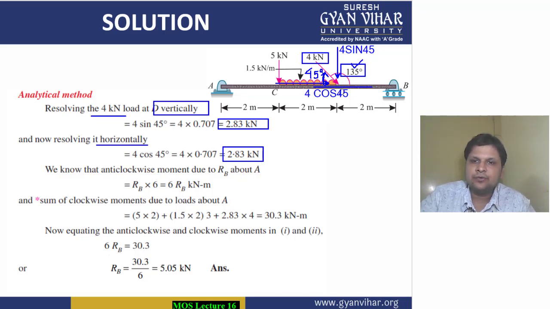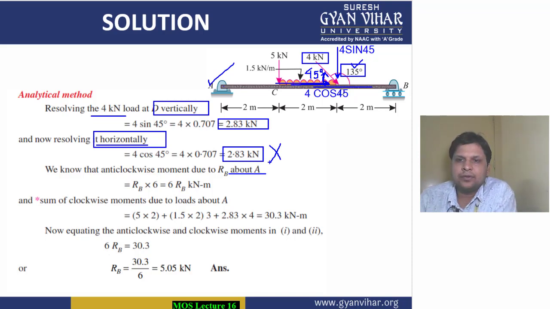So now, students, we will calculate the moment about this point A of all the forces. The force in the horizontal direction will not have any perpendicular distance from the point A, because it is passing through this point A. So we will not consider this horizontal component of the 4 kilonewton force while finding the moment.